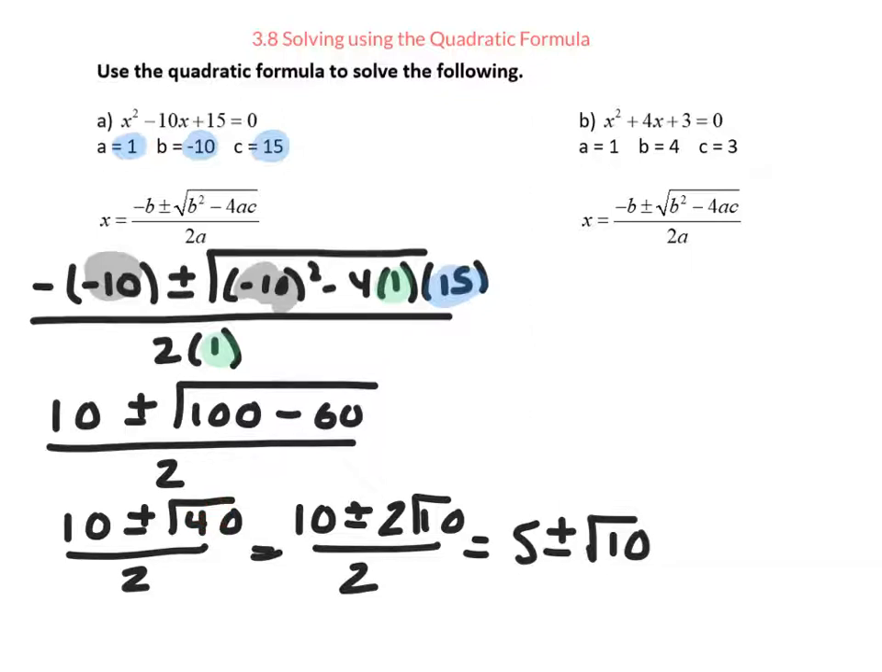Now you'll notice at this stage I simplified it to 2 root 10. Again, remember that is the square root of 4 times the square root of 10, and that is why I got this value here. And now I'm able to divide the 2 into the 10. That's my 5, and 2 into 2 gives me this value. This is our answer to that particular problem.